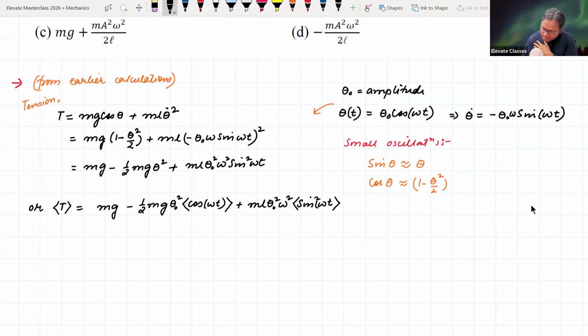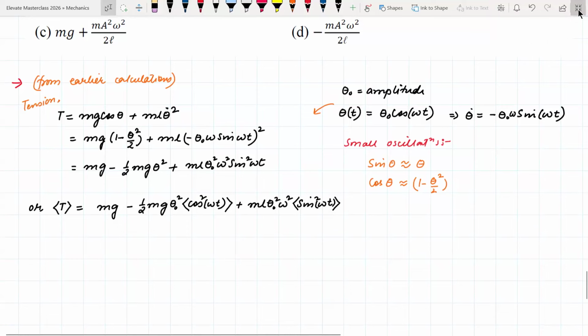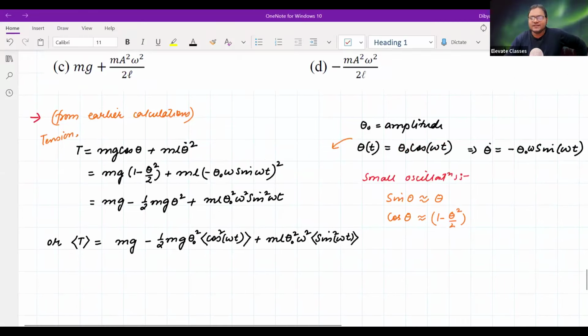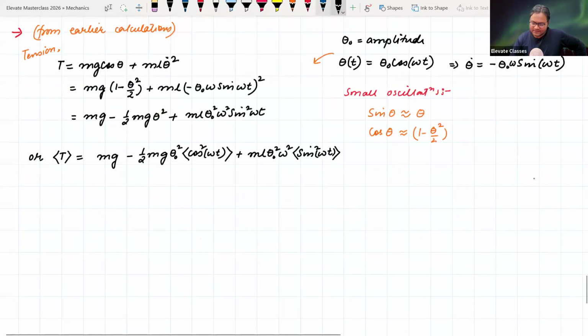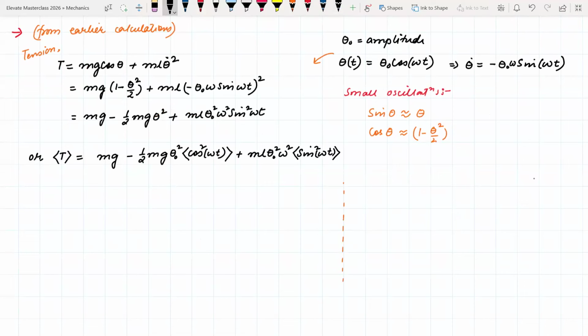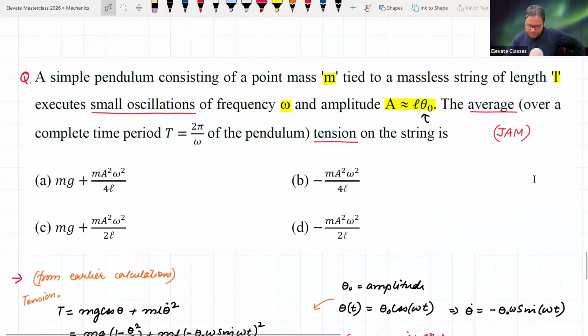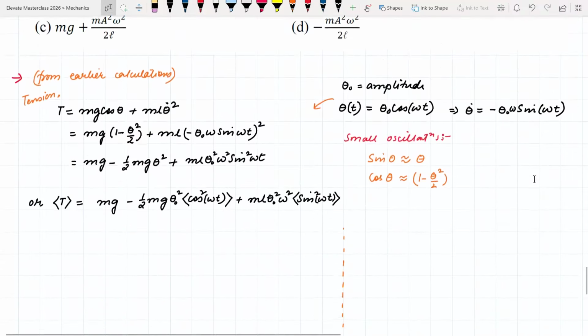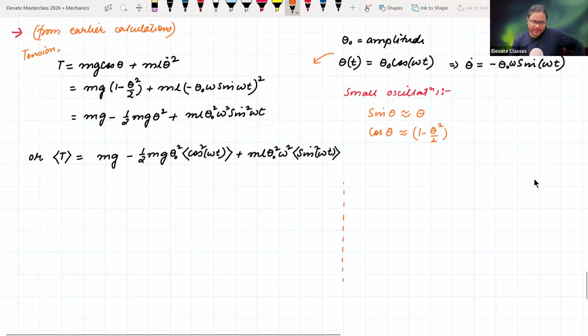Do you understand what's happening? I have converted the problem of average tension to finding the average of cos and sin. Do you know the average of cos and sin? What is the average of sin square theta? Tell me. Half, I guess, for sin square theta. Over a full cycle, it says here, t equal to 2 pi. Cosine 0. Okay, let's do it one by one. What is the average of sine?